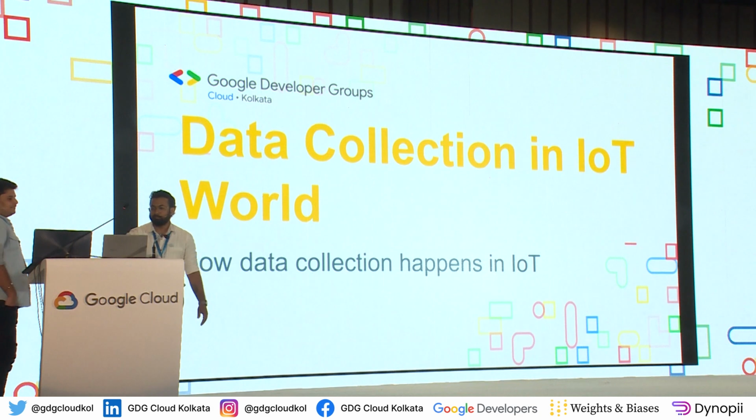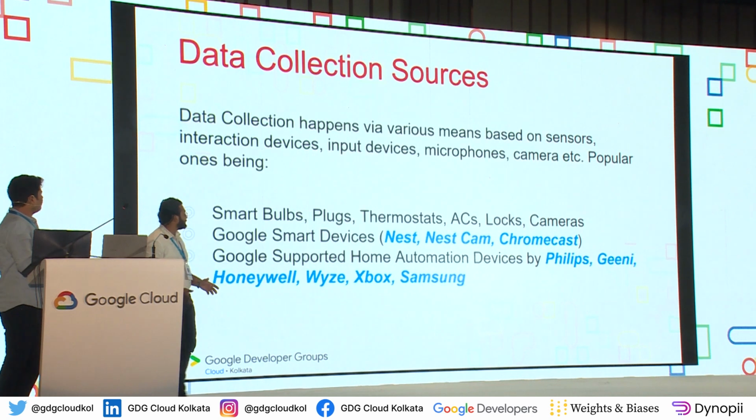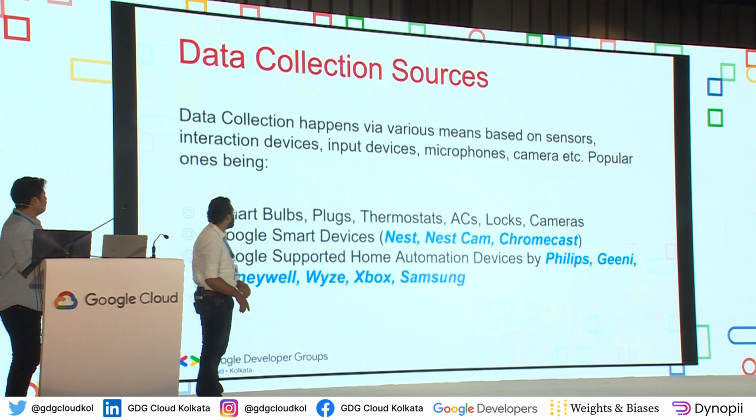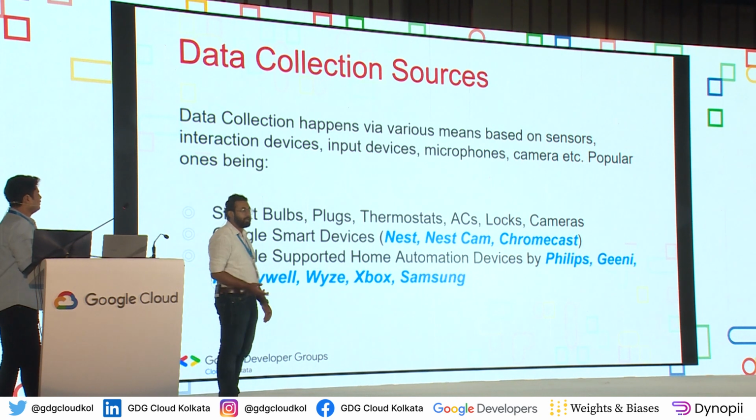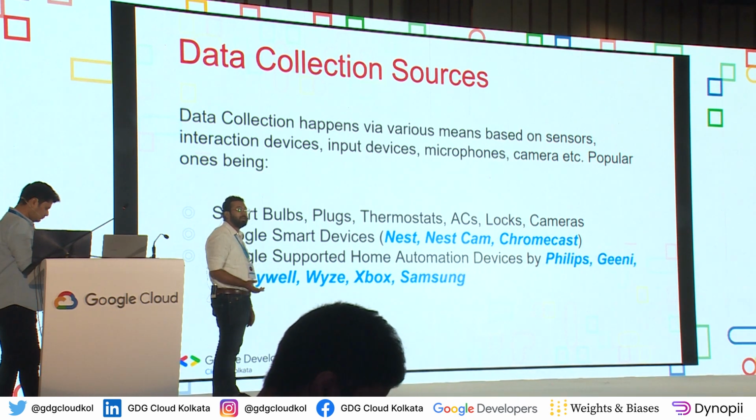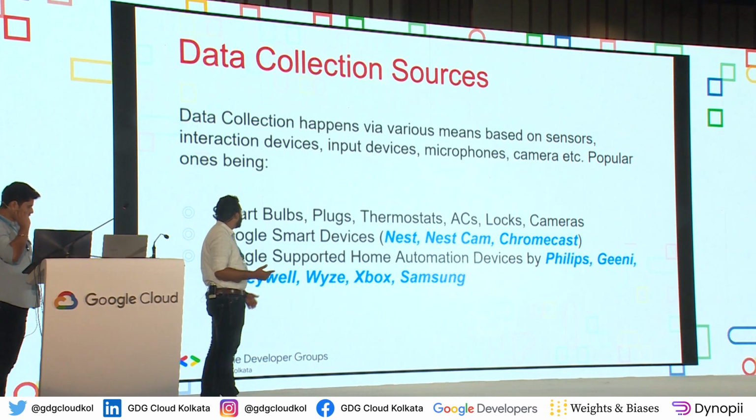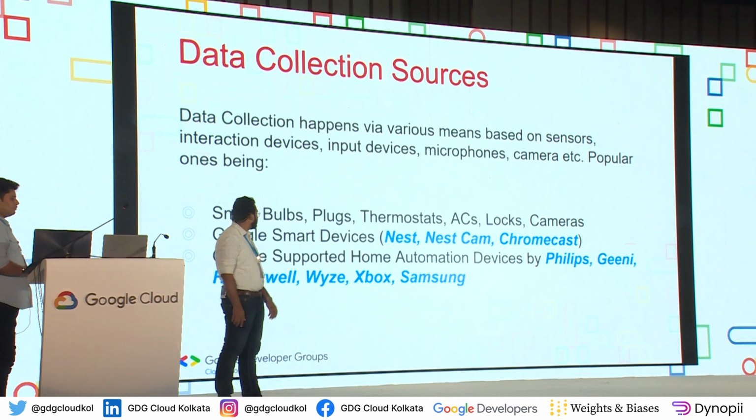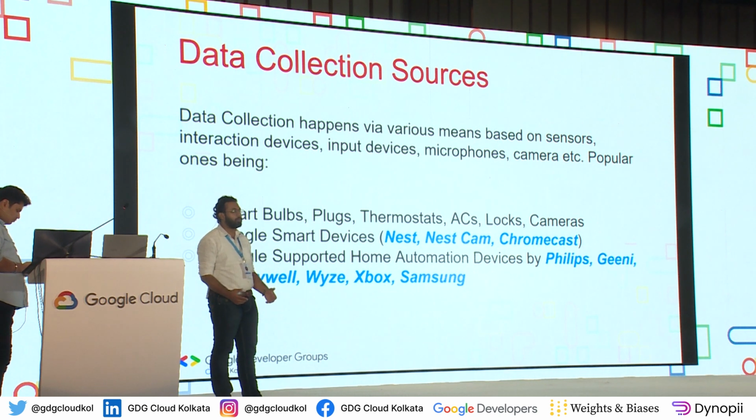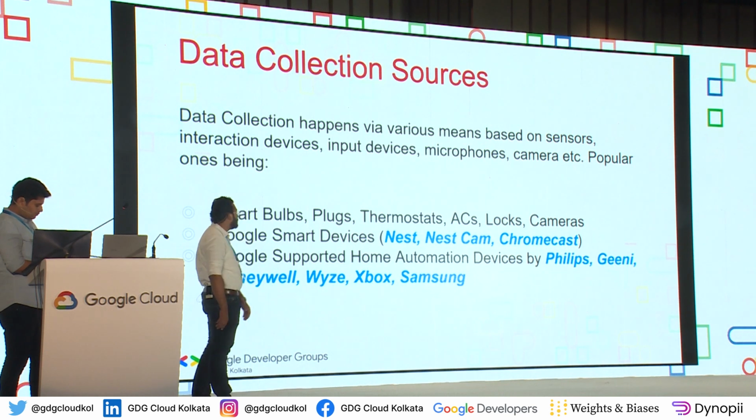Moving ahead, for the data collection sources, we need devices which can collect that data. For the input devices, we have microphones, cameras, or sensors, like the PIR sensor and other things. You might have automated things like when you enter a room, the lights are turned on, and when you exit it, the lights turn off. Apart from that, we have smart bulbs, plugs, thermostats, ACs, locks, cameras. Nowadays you even have a smart water bottle. It will monitor your temperature and how many liters of water you're drinking.